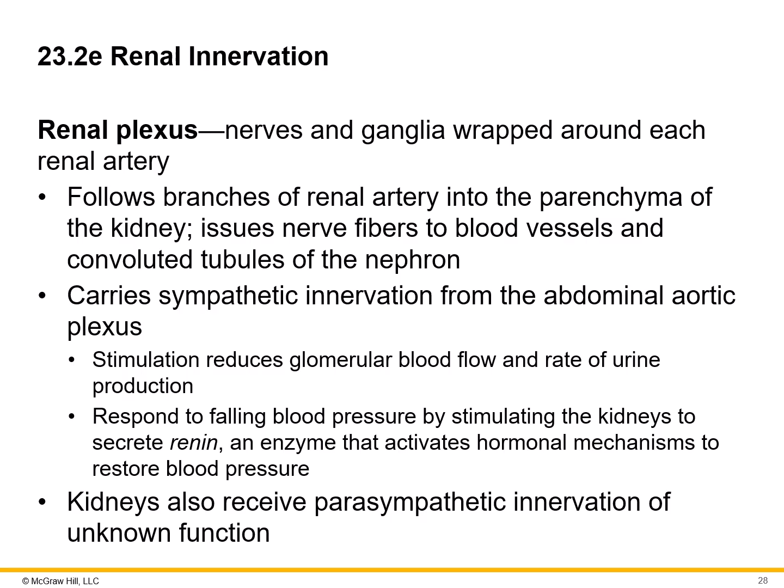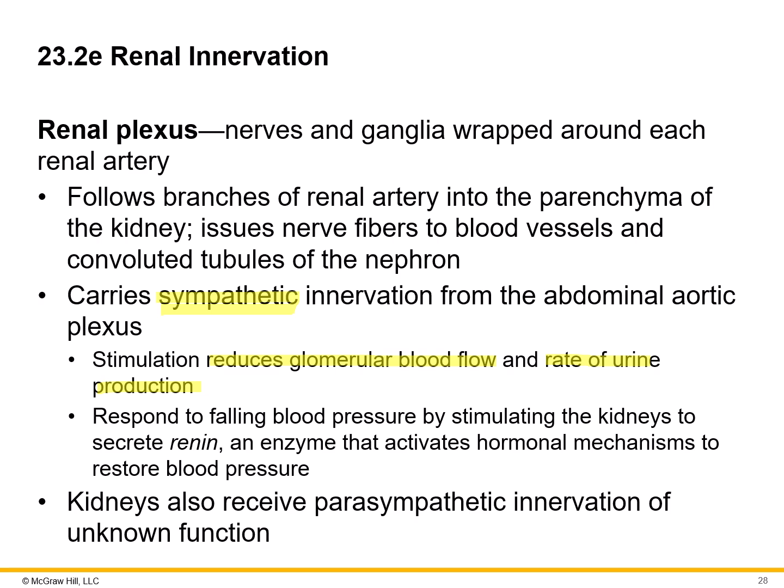This is coming from the abdominal aortic plexus. And whenever you stimulate the sympathetic, we are going to reduce glomerular blood flow and reduce the rate of urine production. Again, when you think sympathetic, you should think fight, flight, or as we'll learn soon, fornicate. But parasympathetic is your rest and digest. So creation of urine and urination is part of that rest and digest, so it's going to be stimulated by the parasympathetic. Sympathetic will reduce production.